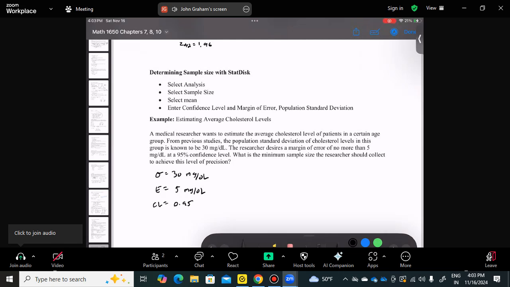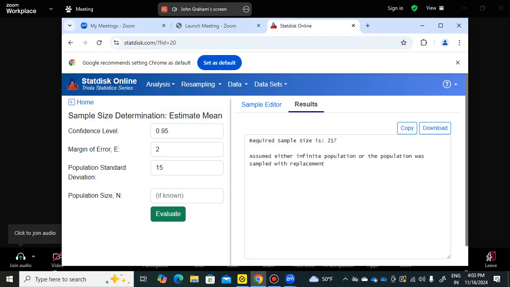Right, so again, we want to find our n, and we're going to use StatDisk for this. So 0.95, margin of error is 5, and population standard deviation is 30. We evaluate and we get 139.